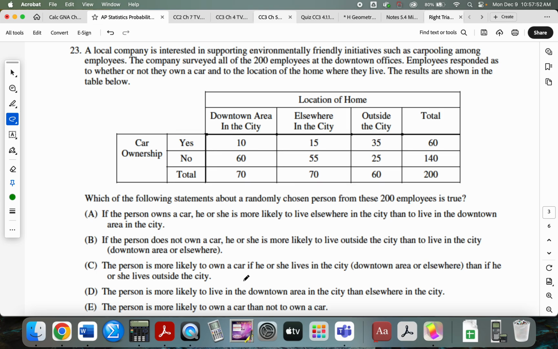The person is more likely to live in the downtown area in the city than elsewhere in the city. That's false, because they're the same. Downtown and elsewhere in the city, that's the same probability. And the person is more likely to own a car than to not own a car. False. That's clearly false. So it was A.